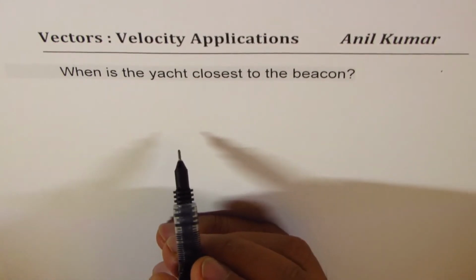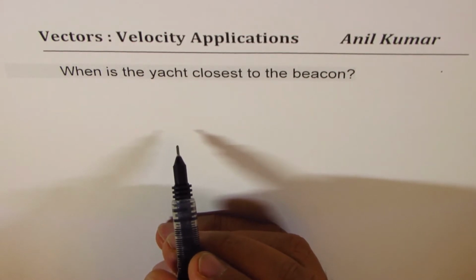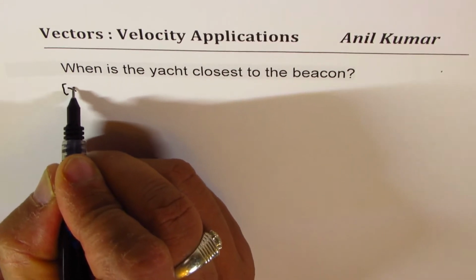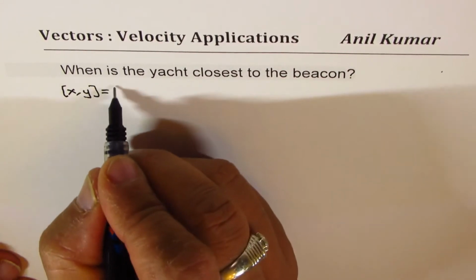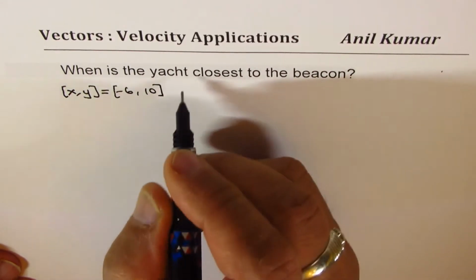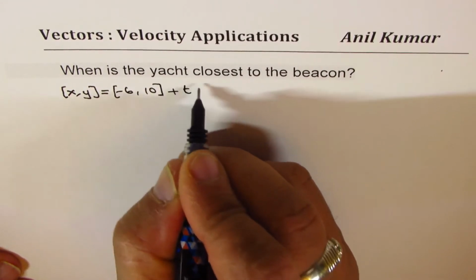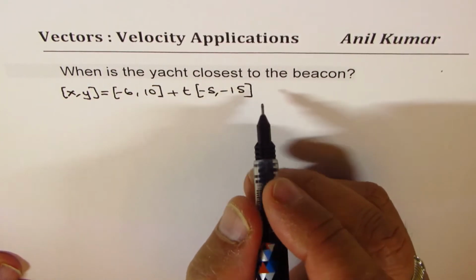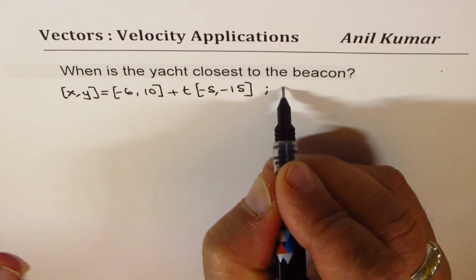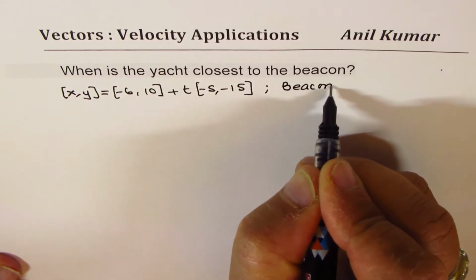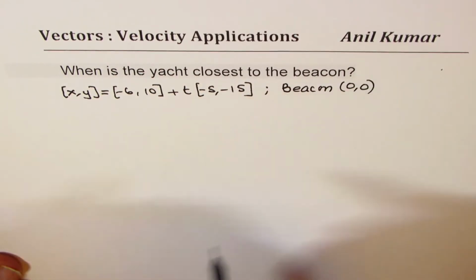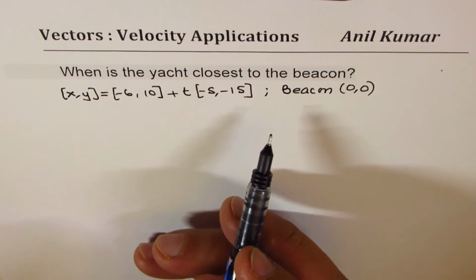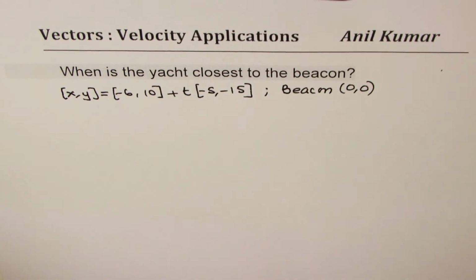So let me copy the position vector, which I have already done. The position vector is given as (x, y) equals (-6, 10) plus t times (-5, -15), right? The beacon is at position (0, 0). So when we want to find the closest position to the beacon, let me show it with the help of a diagram how we can do it.